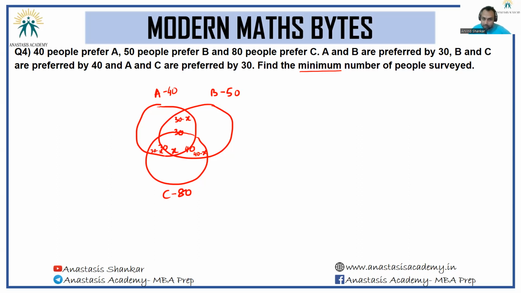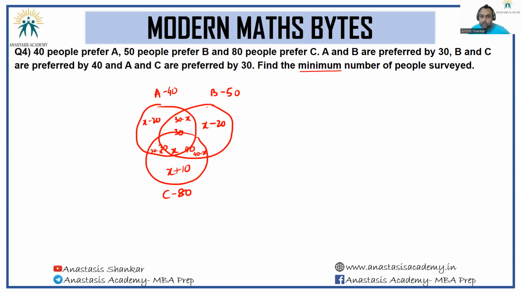And this region here, because this entire circle is 40, 30, 30, so this will be X minus 20, 30, 40, 70. So this will also be X minus 20, 30, 40, 70, 80. So this here will be X plus 10.